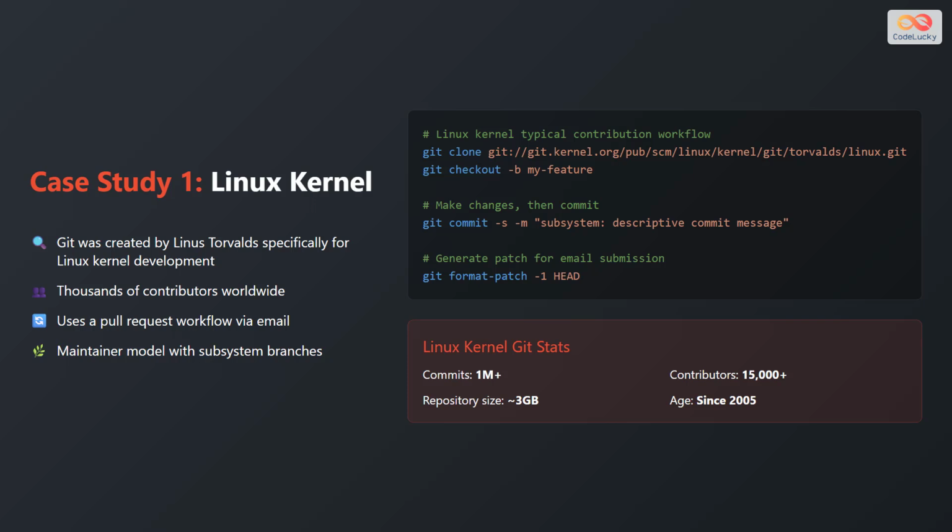Let's look at some Linux kernel Git statistics. It has more than 1 million commits, more than 15,000 contributors, the repository size is around 3 gigabytes, and it has been in use since 2005.